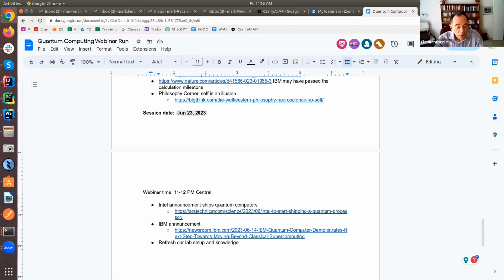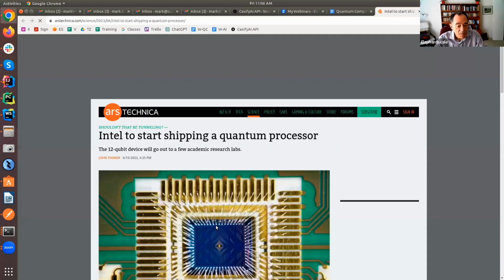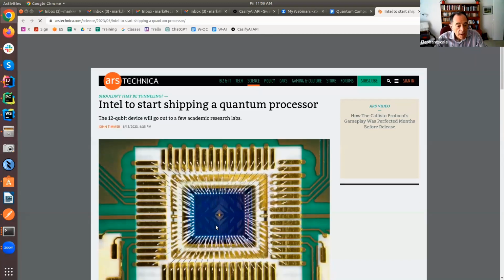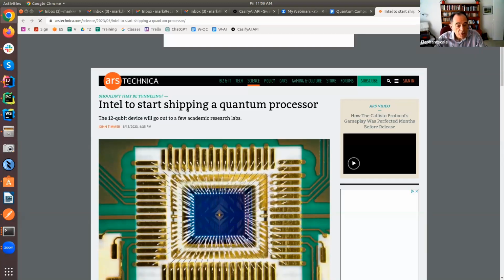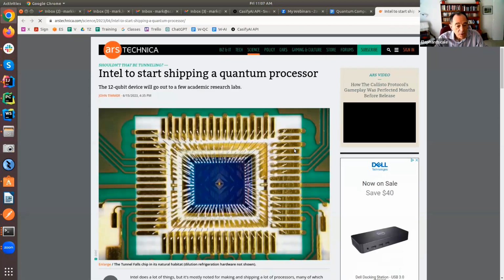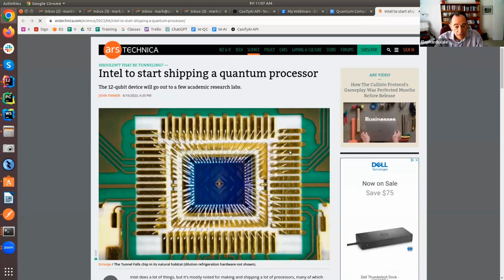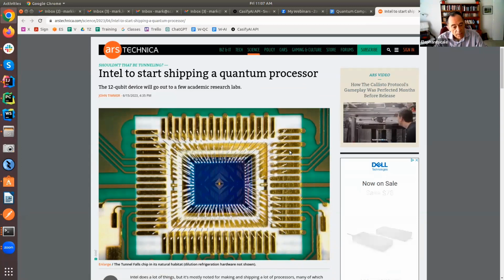Okay, Intel announced that you can kind of buy a quantum computer. That's not really completely true. So let's go to the announcement. They promised to start shipping a quantum processor. As it turns out, it is not a great processor. It's Intel, it's not IBM.